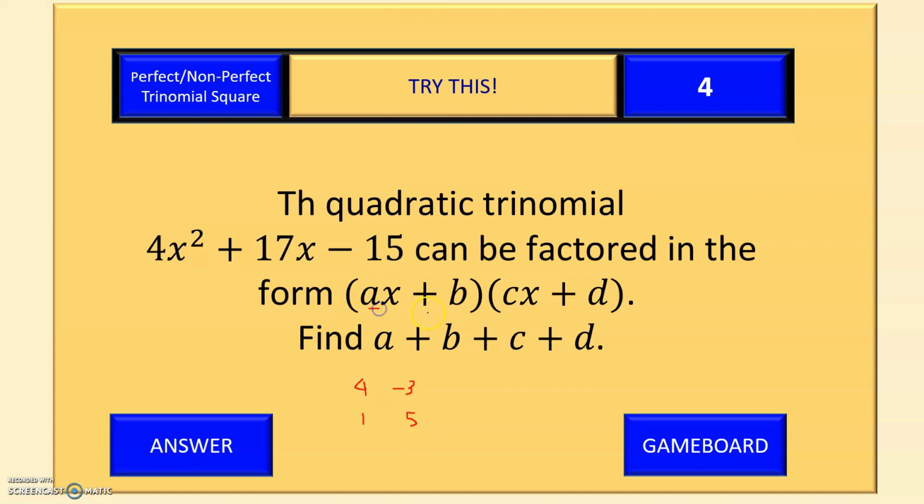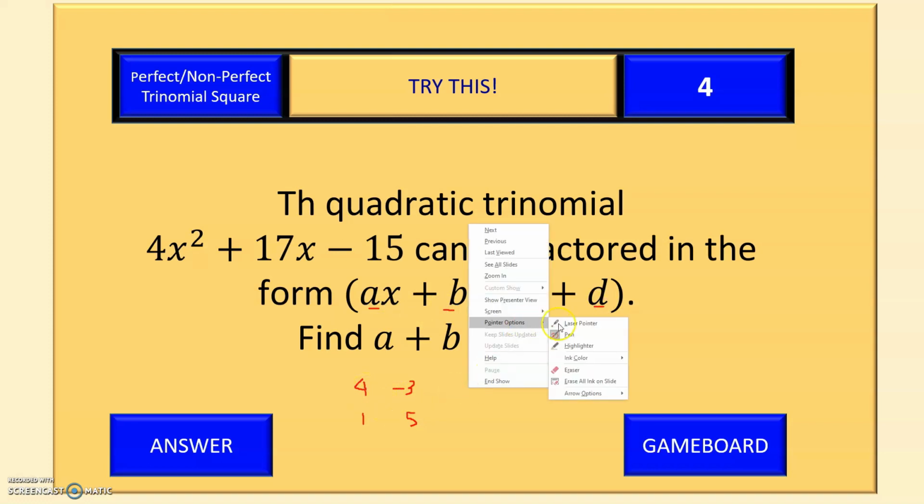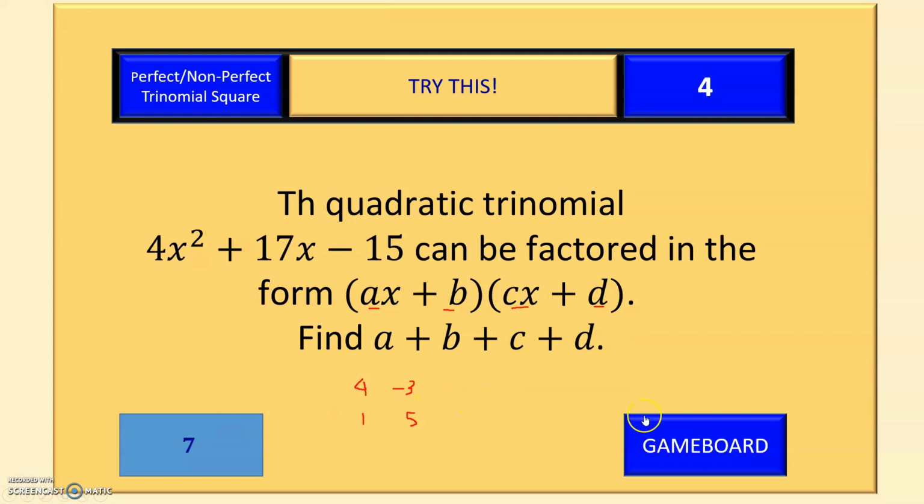As for the question, what is the sum of a, b, c, and d? So, that is simply 10 minus 3, which is actually equal to 7.